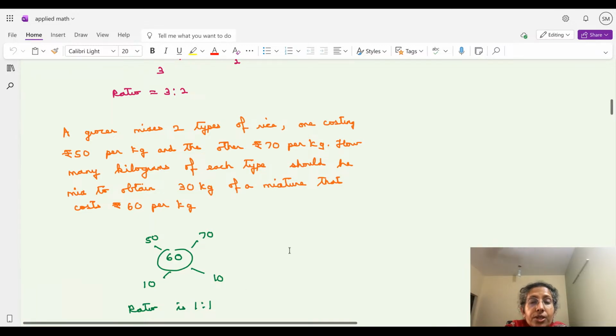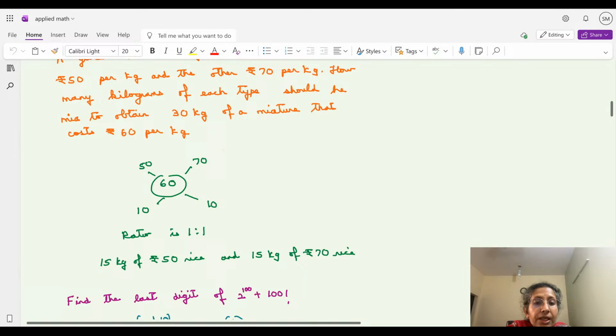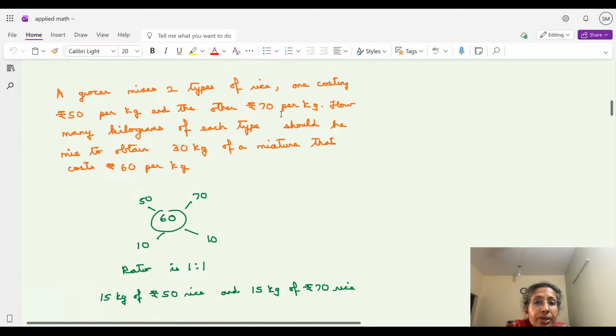10:10, which is 1:1. Now you have to find how many kilograms of each type he should mix to obtain 30 kg of a mixture. It is 1:1, so he needs to mix 15 kg of rupees 50 rice and 15 kg of rupees 70 rice.